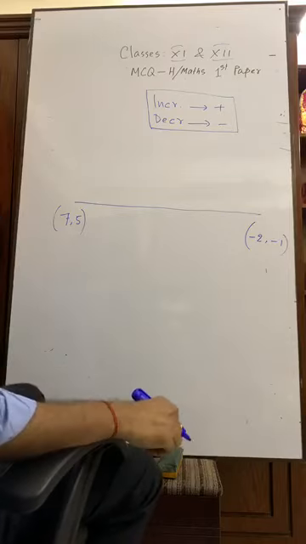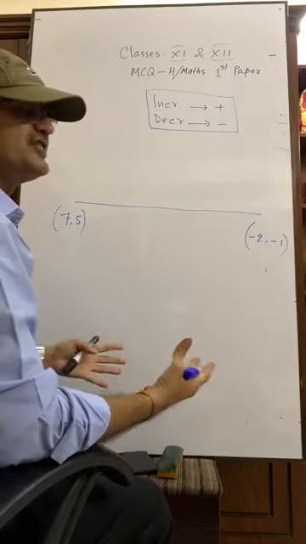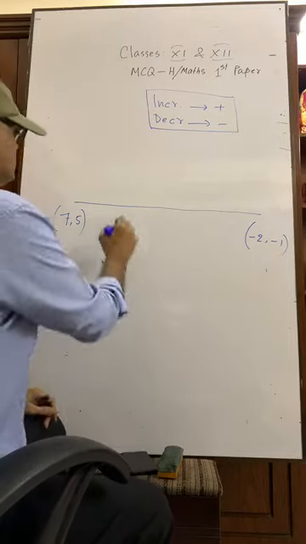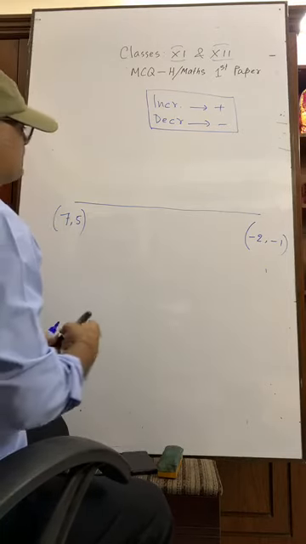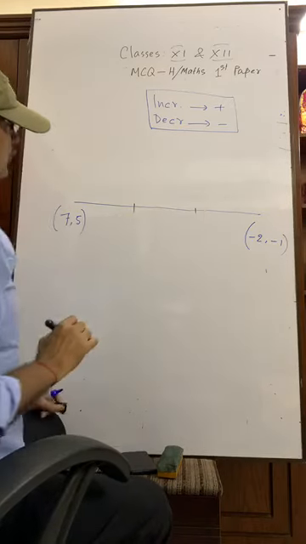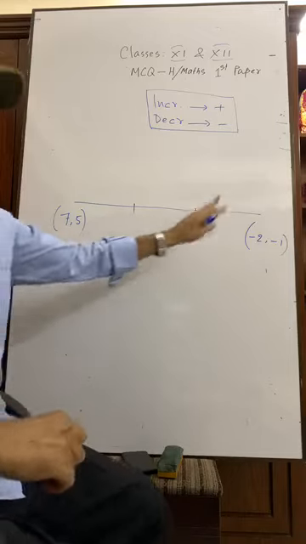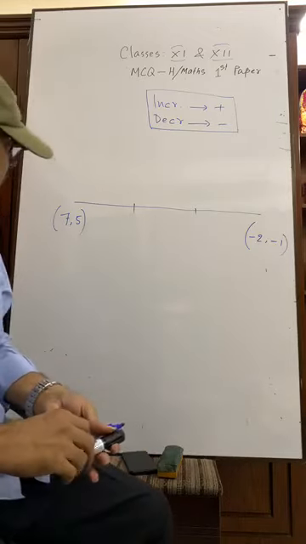Seven, 5, minus 2, minus 1. You have to find the points of trisection. Suppose the points of trisection are this one and this one. We have to determine the coordinates of these 2 points, right? Okay, pay attention.